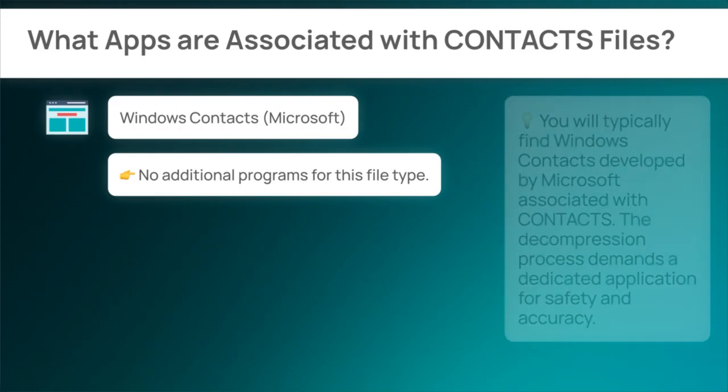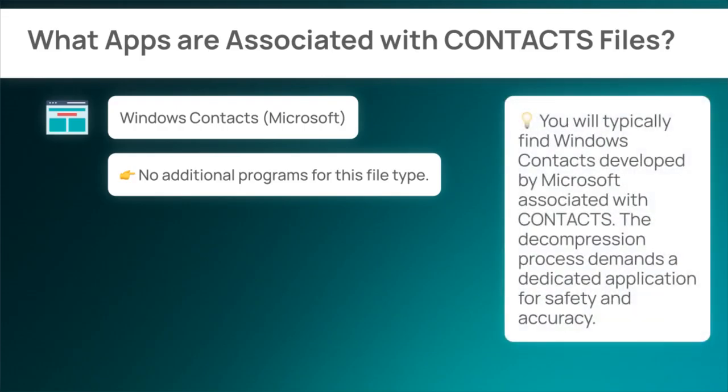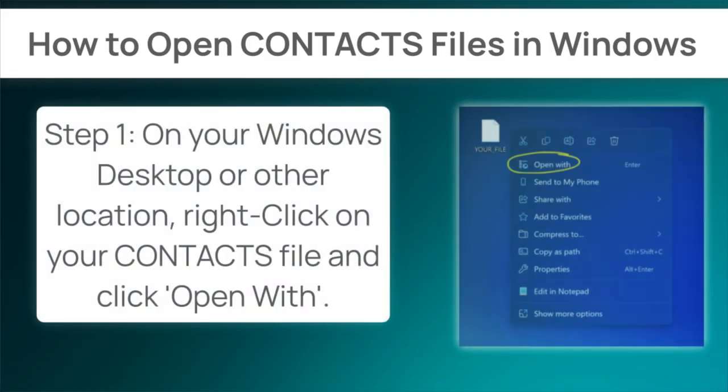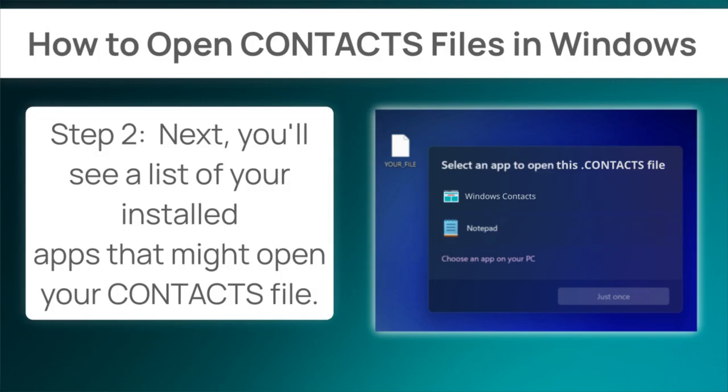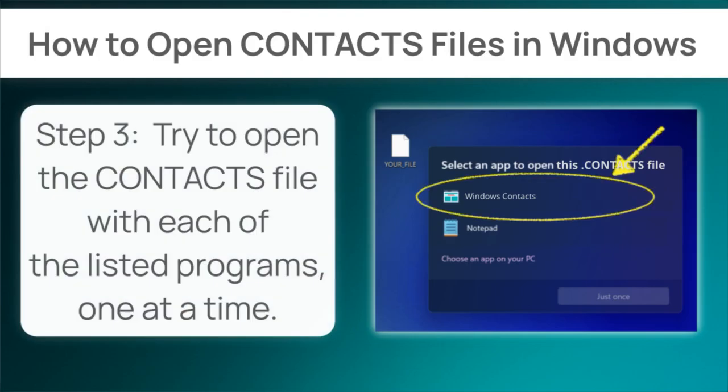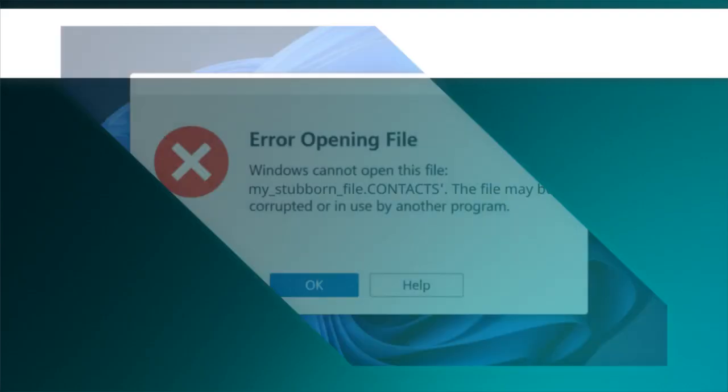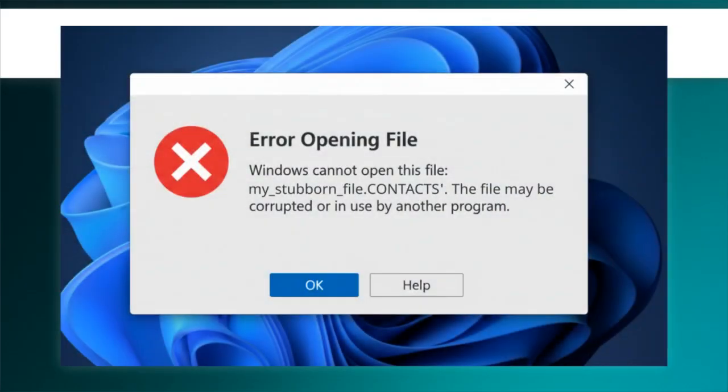The process demands a dedicated application for safety and accuracy. Windows offers only bare-bones previews, so proper reading must be done with email software. We'll initiate a full scan of potential openers now. Right-click your contacts file and select Open With. Test Windows contacts if it appears. If it fails, select the next application. Testing eliminates application guesswork.